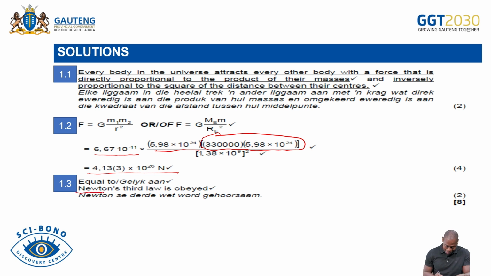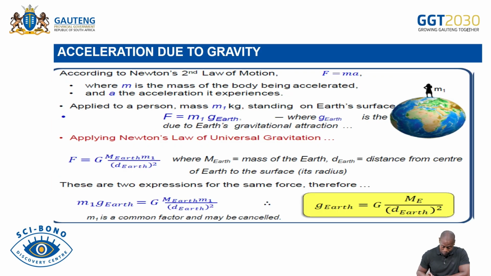So you can see here they said Newton's third law is obeyed. So hence they're saying the magnitude of the force exerted by the sun on earth will be equal to the magnitude exerted by the earth on the sun. But remember, those two forces, because they're vectors, are acting in opposite directions. So why is it equal? Newton's third law is being obeyed there. So yeah, there's application of Newton's third law.